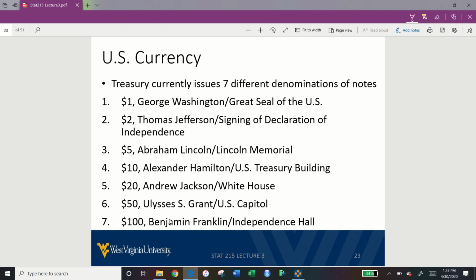So for the $1 bill, we have the Great Seal of the U.S. The $2 bill has the signing of the Declaration of Independence. The $5 bill has the Lincoln Memorial. The $10 bill has the U.S. Treasury Building. I keep saying the numbers, I should say the bills to keep it a little bit easier. The $20 bill has the White House, the $50 bill has the U.S. Capitol, and the $100 bill has Independence Hall.